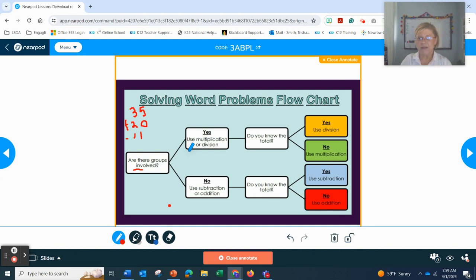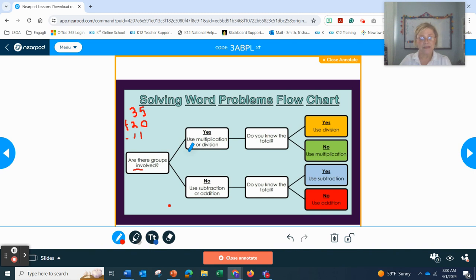Do we notice anything about those groups when we're thinking about multiplication and division? What is the one thing you have to have for multiplication and division to work? You're right, it has to be equal. 35, 20, and 11 are not equal groupings. So even though, yes, technically there are groups of pretzels, they're not equal groupings.